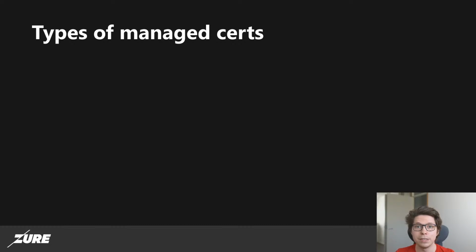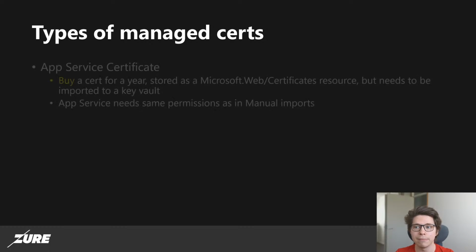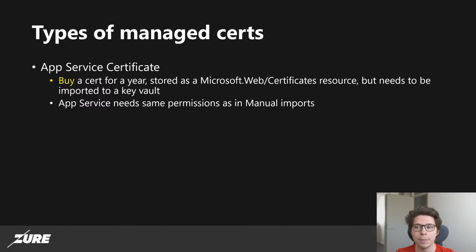Then on the types of managed certificates, and two of these we'll be taking a look at today. So first of all, we have the app service certificate. This is when you buy a certificate for a year from Microsoft themselves, from the Azure portal. And this is stored as a Microsoft.web/certificates resource, but it needs to be imported to a Key Vault on the back end. And this means that the app service really needs the same permissions set up as in the manual importing way.